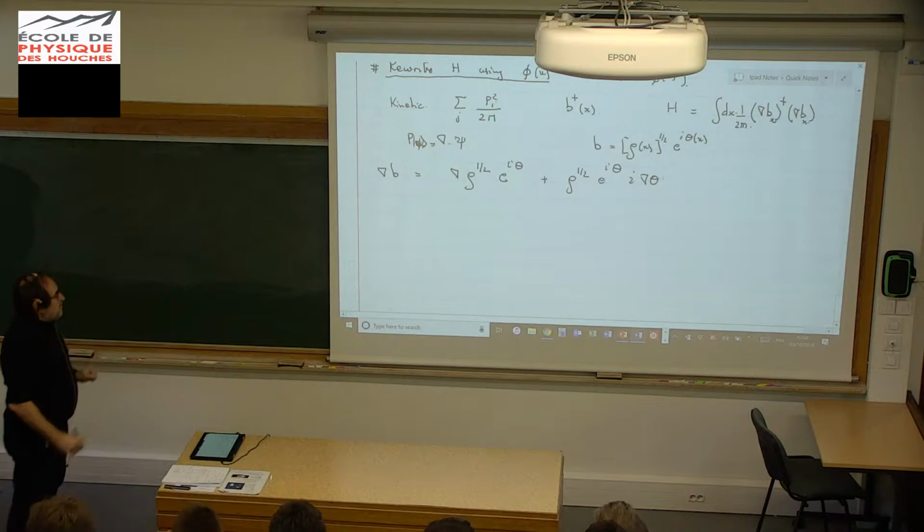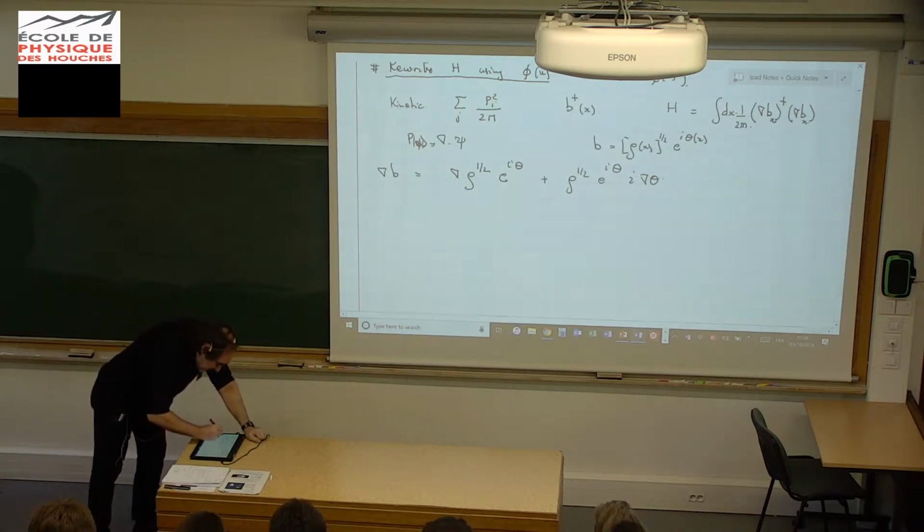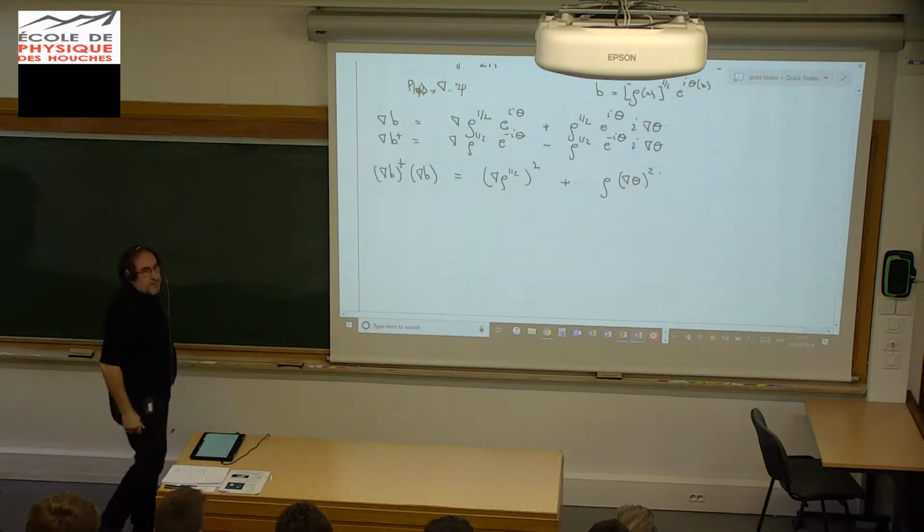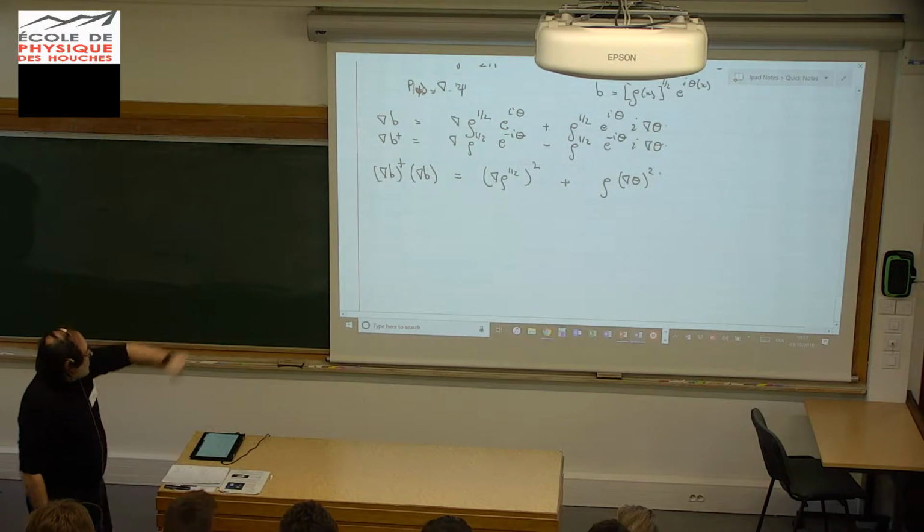That easy. And of course, the gradient of B dagger is the same thing: gradient of rho to the 1/2 exponential of minus i theta, minus rho to the 1/2 exponential of minus i theta times i grad theta. So if now I compute grad B dagger grad B, the phases cancel, and I will get grad of rho to the 1/2 squared plus rho, the phase cancels, grad theta squared. Okay, so this is what I would get here.